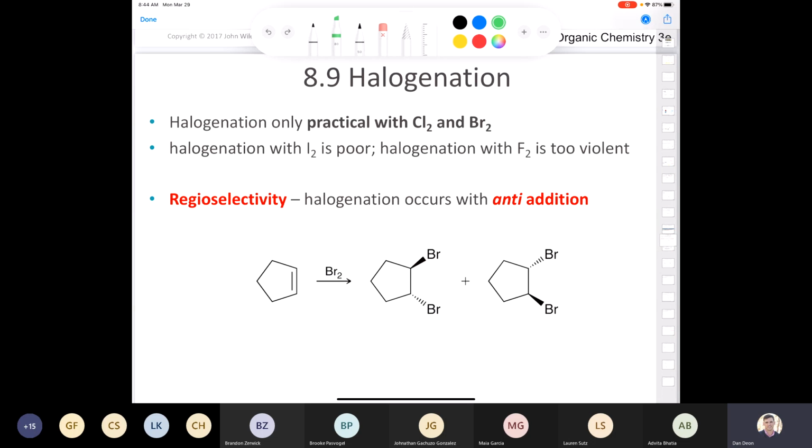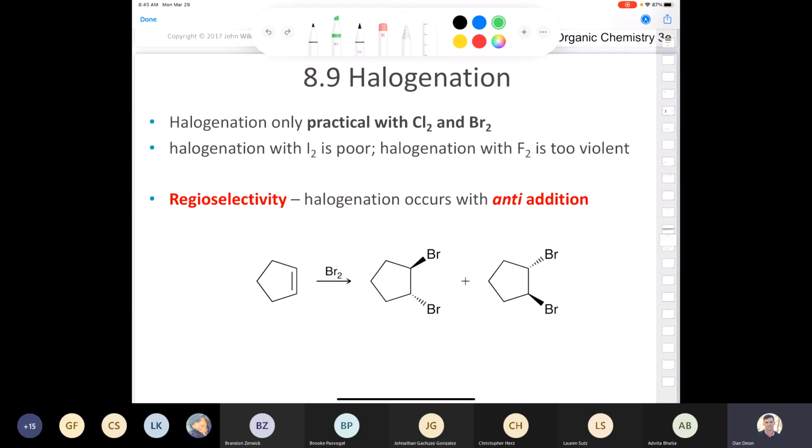If you remember the table of standard reduction potentials from general chemistry, you'd remember that fluorine is the king of the castle, right? So a reaction with fluorine is just too violent. In fact, if you look on YouTube, you can find all kinds of nuts doing chemistry with fluorine. It's super dangerous. And we'll talk more about that in chapter 10, the whole reason why iodination and fluorination are impractical.